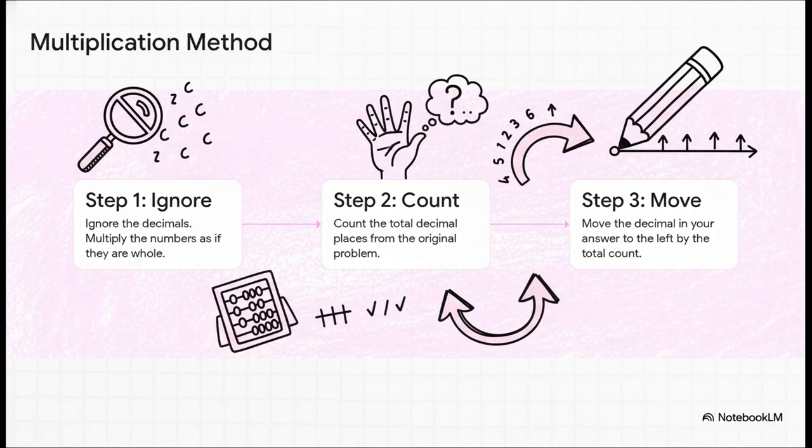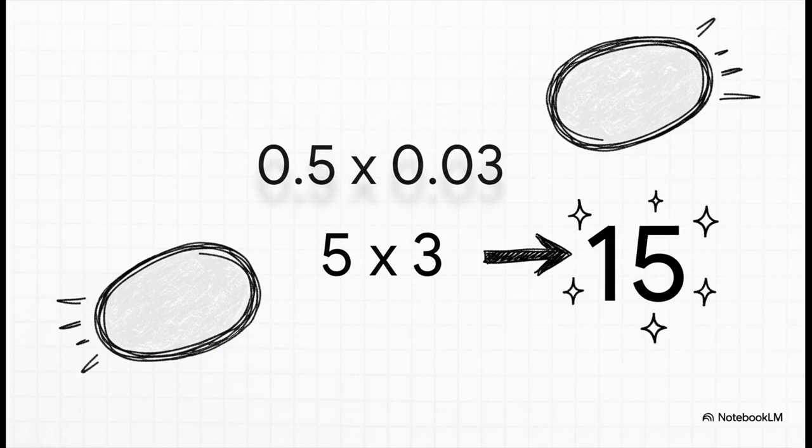Let me show you. Okay, remember that scary problem from the beginning? Let's do step 1. We just ignore the decimals. So 0.5 becomes 5, and 0.03 becomes 3. And what's 5 times 3? It's just 15. Seriously, the hard part is already done.